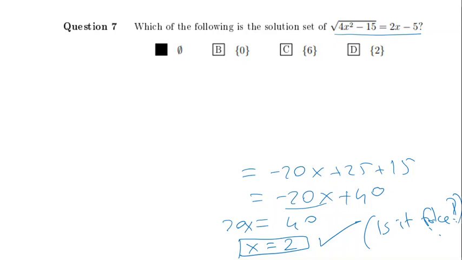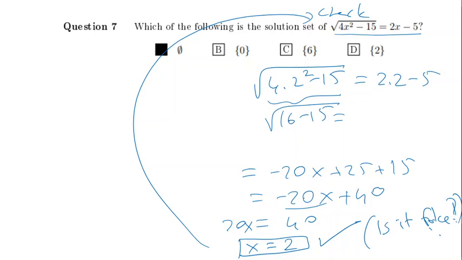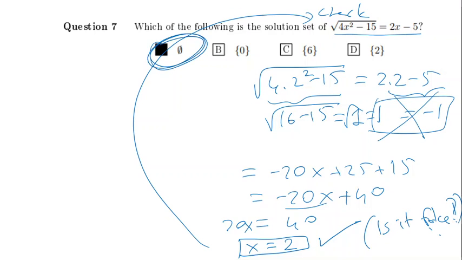So we will put 2 here, and check. So 4 times 2 squared minus 15, is it equal to 2 times 2 minus 5? So this part here is 16 minus 15, which is square root 1. Square root 1 is 1, but here we will have minus 1. Is square root 1 equal to minus 1? No. So this is not a solution, so there is no other solution.